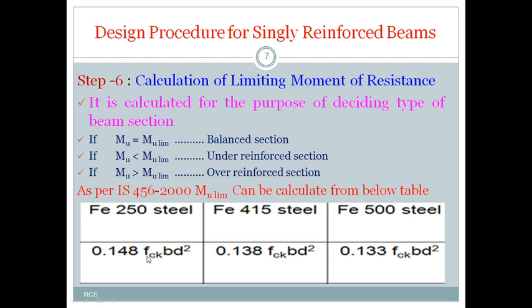In this, fck is the characteristic compressive strength of concrete, B is the width of the beam, and small d is the effective depth of the beam. By knowing the grade of steel, you can directly calculate the limiting moment of resistance. And you have already calculated Mu, the factored bending moment. Comparing these values, we can decide what type of beam section it is.